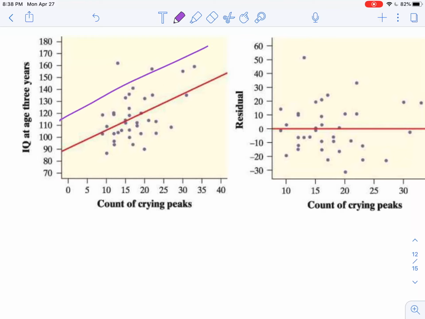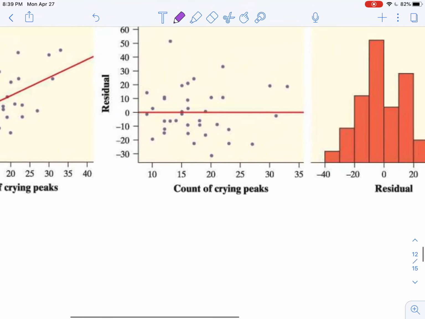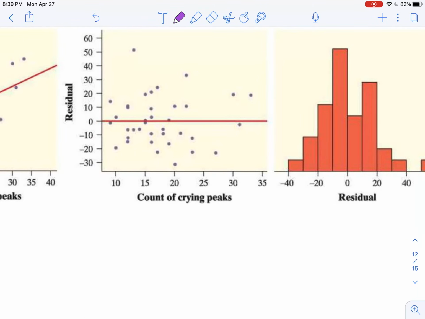The L part of LINER is linearity. When I look at this, it doesn't just look like a scatter plot. Now, it isn't a very close linear relationship, but it does seem overall to be increasing. It seems to have some linear pattern. So I'm going to note that the scatter plot shows a linear relationship between my x and y variables.